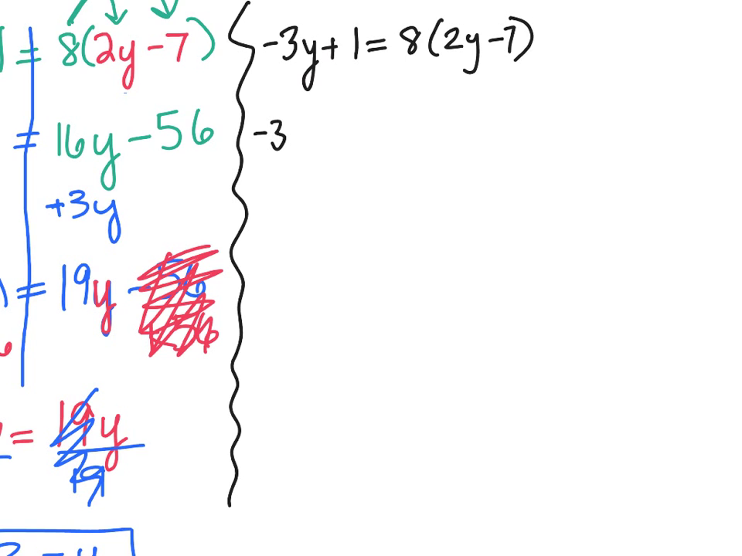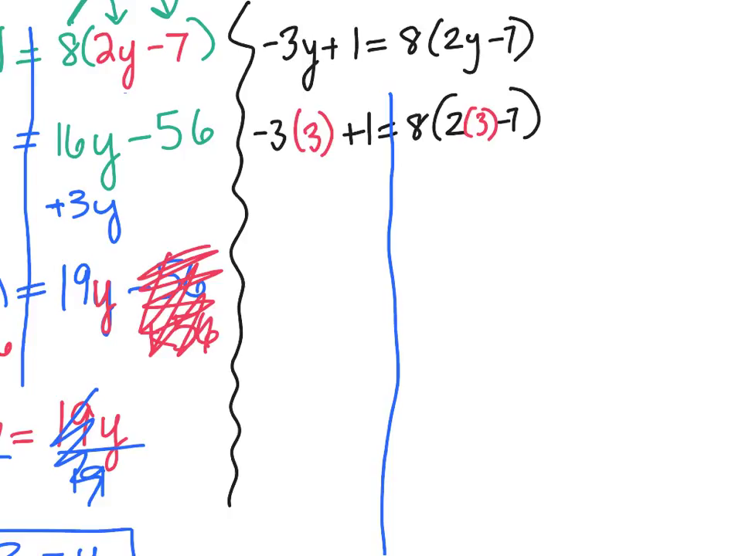We've got negative 3 times 3 plus 1 equals 8 times 2 times 3 minus 7. Okay, let's go ahead and carry out our math to check our answer. On this side, we have negative 3 times 3 is negative 9 plus 1. On this side here, I'm going to work within the parentheses first. We have 2 times 3, which is 6, minus 7.